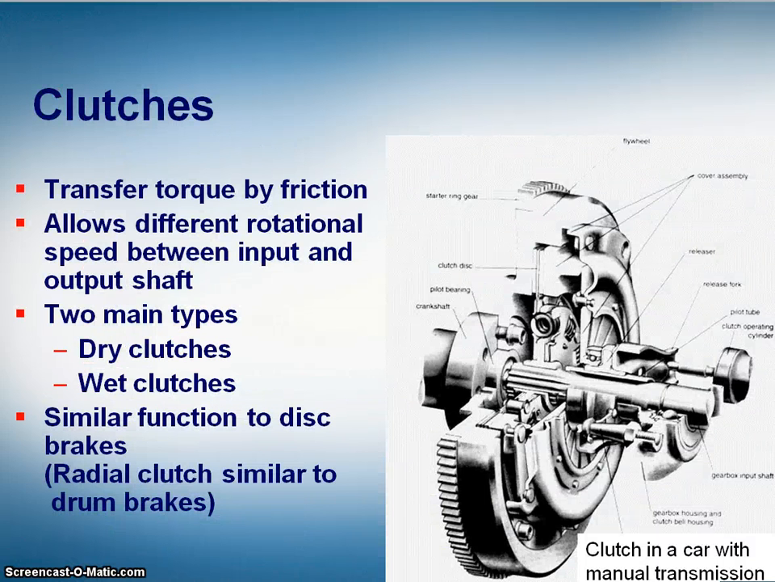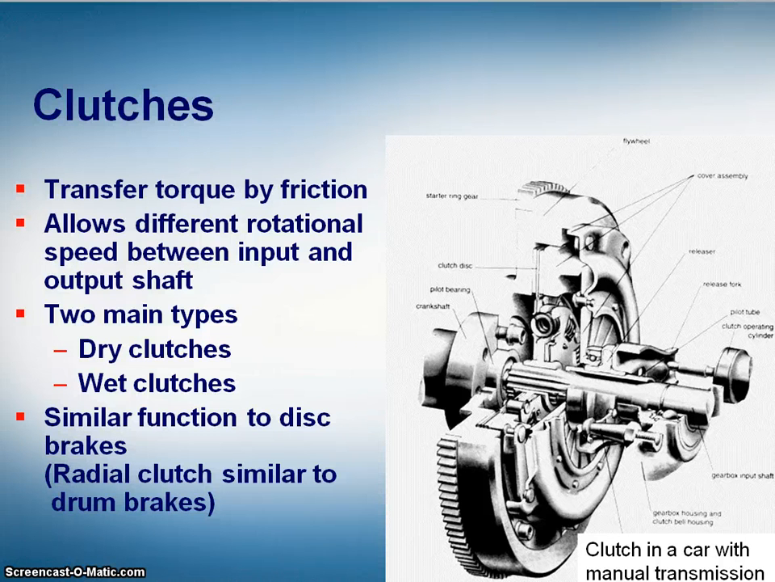So, if we start then. Clutches. A clutch transfers torque with help of friction. The difference between a clutch and a coupling is basically that a clutch allows different rotational speed between input and output shaft, and still it transfers torque. A coupling normally is connected, so you can't have any slip between the two shafts. There are two main types, dry clutches and wet clutches.